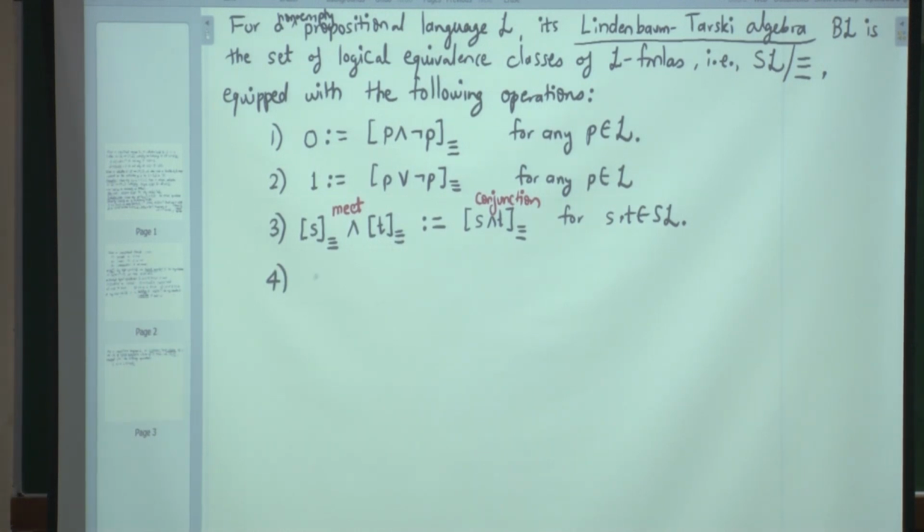Okay, fourth point. How do I define negation? Sorry, complement. Complement of this. Any ideas? It is the class of negation, correct? Do I need to define disjunction? No, you already know what it is. Okay, so once again let me write this down. This is complement and this is negation.